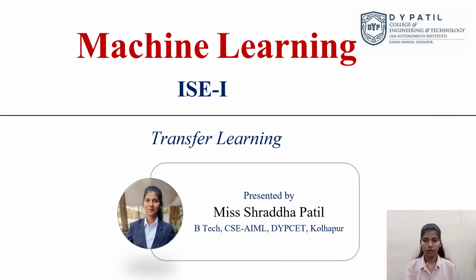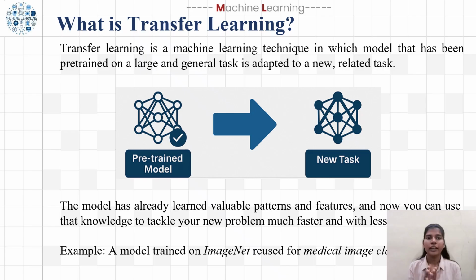Let's look at the formal definition. Transfer learning is a machine learning technique where a model that has been pre-trained on a large and general task is simply adapted to a new related task. We don't train the model from scratch, we just reuse it.